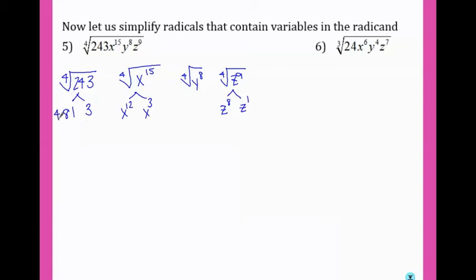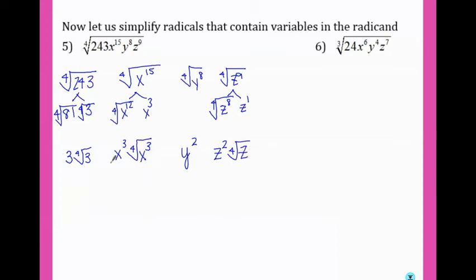So if we simplify here, the fourth root of 81 would be 3. The fourth root of 3 is a decimal, so leave it as it is. The fourth root of x to the 12th would be x to the third. 4 doesn't go into 3, so we leave it as the fourth root of x to the third. Here, 8 divided by 4 is 2, so we just get y squared, and we have nothing left in our radical. And here, the fourth root of z to the 8th would be z squared, with our 1 left over under the radical. So then for our final answer, we put together all the things that came out of the radical. So 3 x to the third, y squared, z squared.